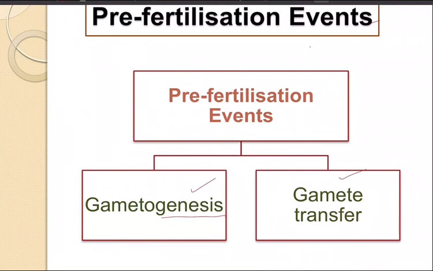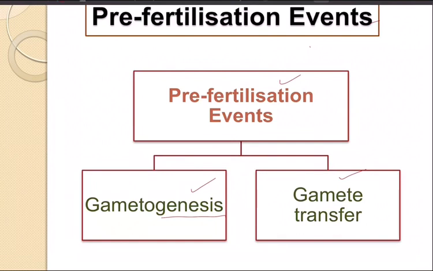So the events that take place during sexual reproduction can be grouped into three distinct stages, namely pre-fertilization event. This is the first stage or first event, and second one is the fertilization, and the third one is post-fertilization events.